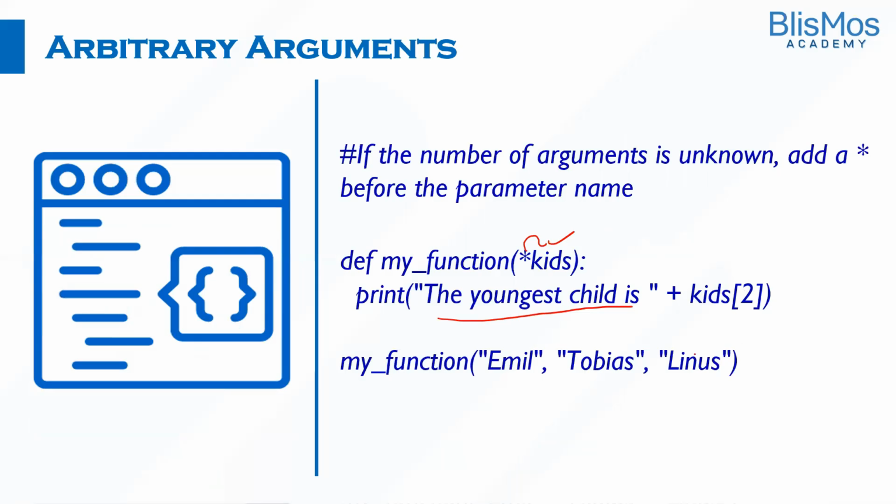What it does is print the youngest kid as Linus, because in this tuple the indexes are 0, 1, 2. It will print Linus. It will say the youngest child is Linus.